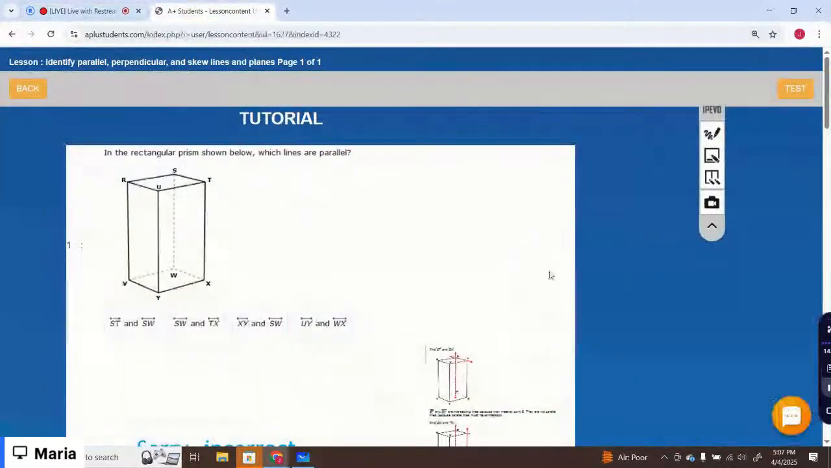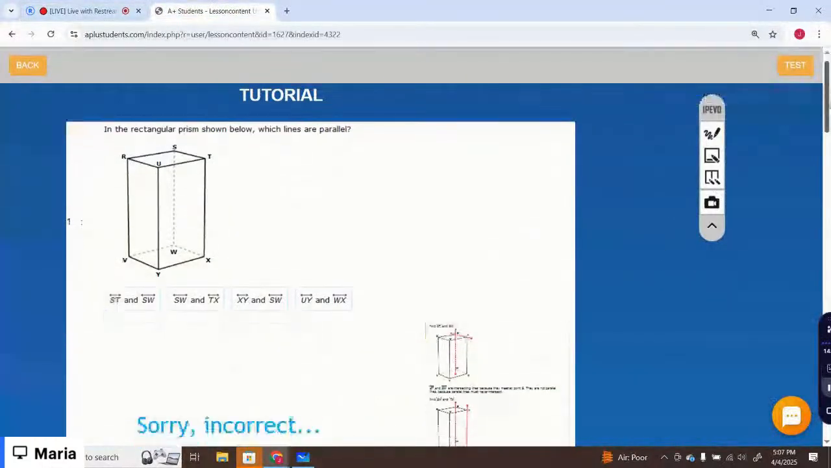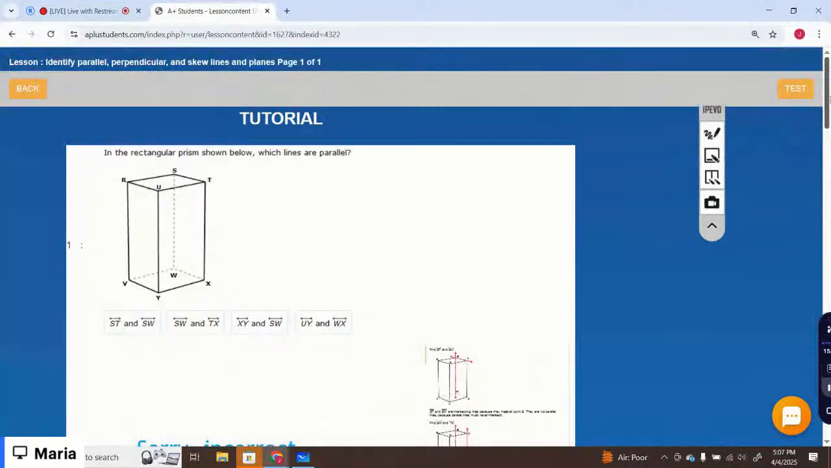So let's just start with the lesson, that is identify parallel, perpendicular, and skew lines and planes. In the rectangular prism shown below, which lines are parallel? Parallel lines are the ones that never intersect each other. So let's see, ST and SW. No, they are not the parallel lines, they are intersecting at this point S. SW and TX. Yes, SW and TX are the parallel lines. So the correct option is SW and TX.